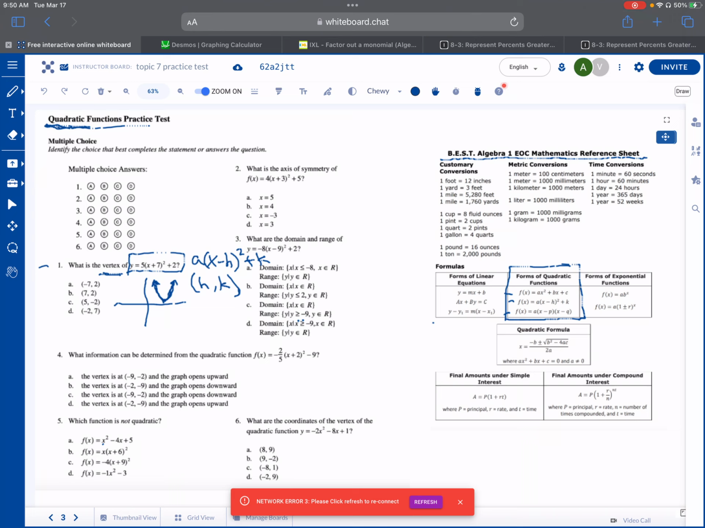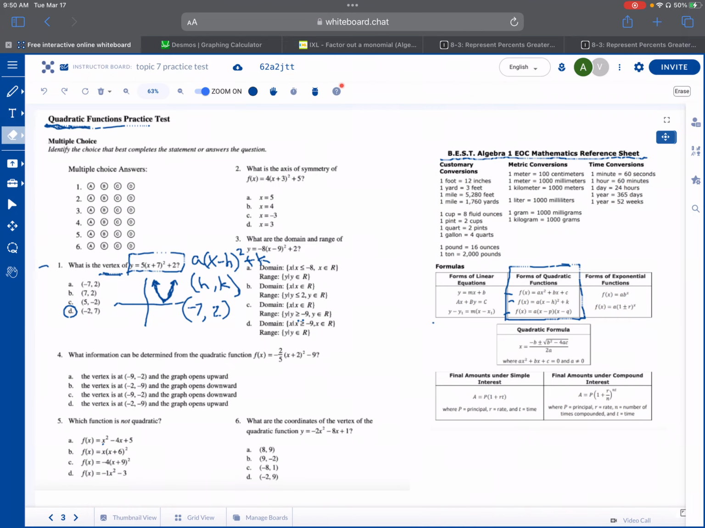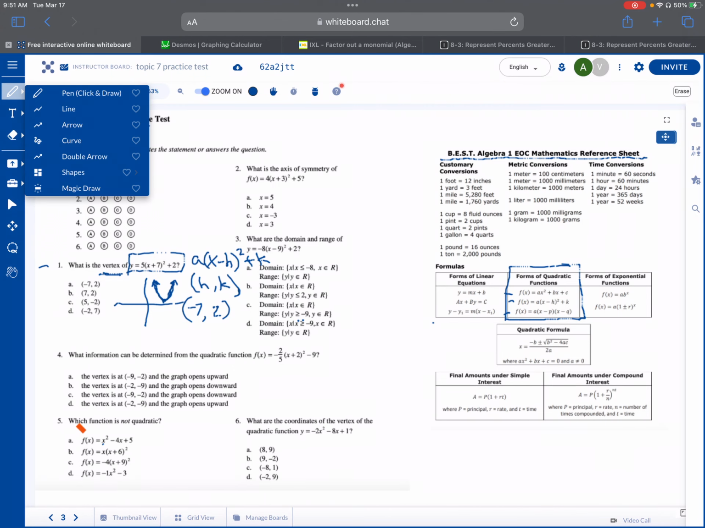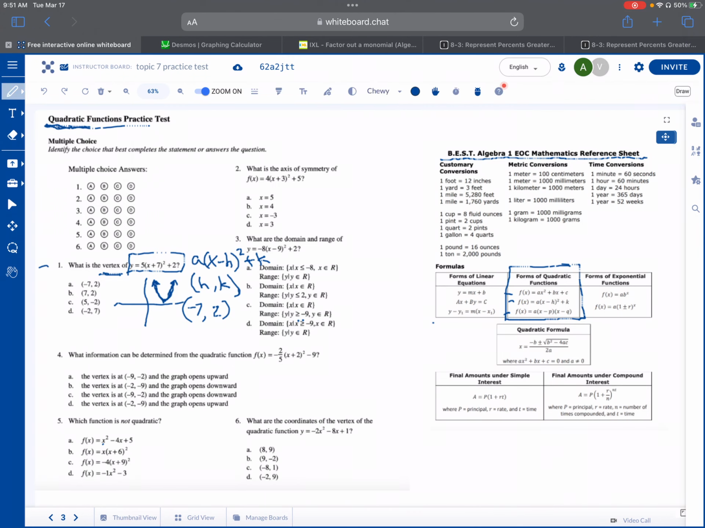It's not being subtracted, it's being added, which means that that 7 was originally negative, because if you subtract a negative, it becomes a positive. So that's going to be negative 7. And then that 2 outside is your y value. So negative 7, 2, which is letter D. Oh, no, not letter D, letter A. Letter A, negative 7, 2. Letter A.